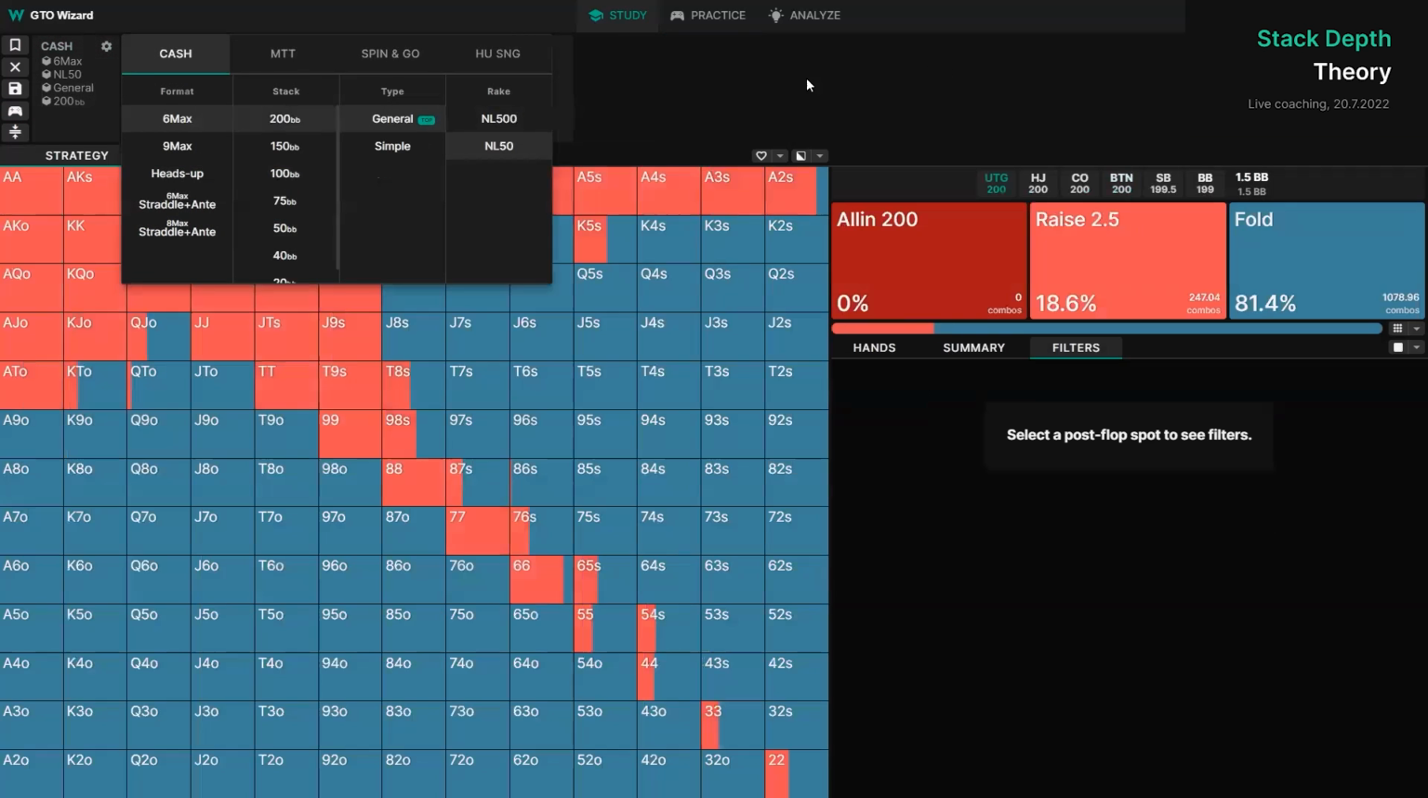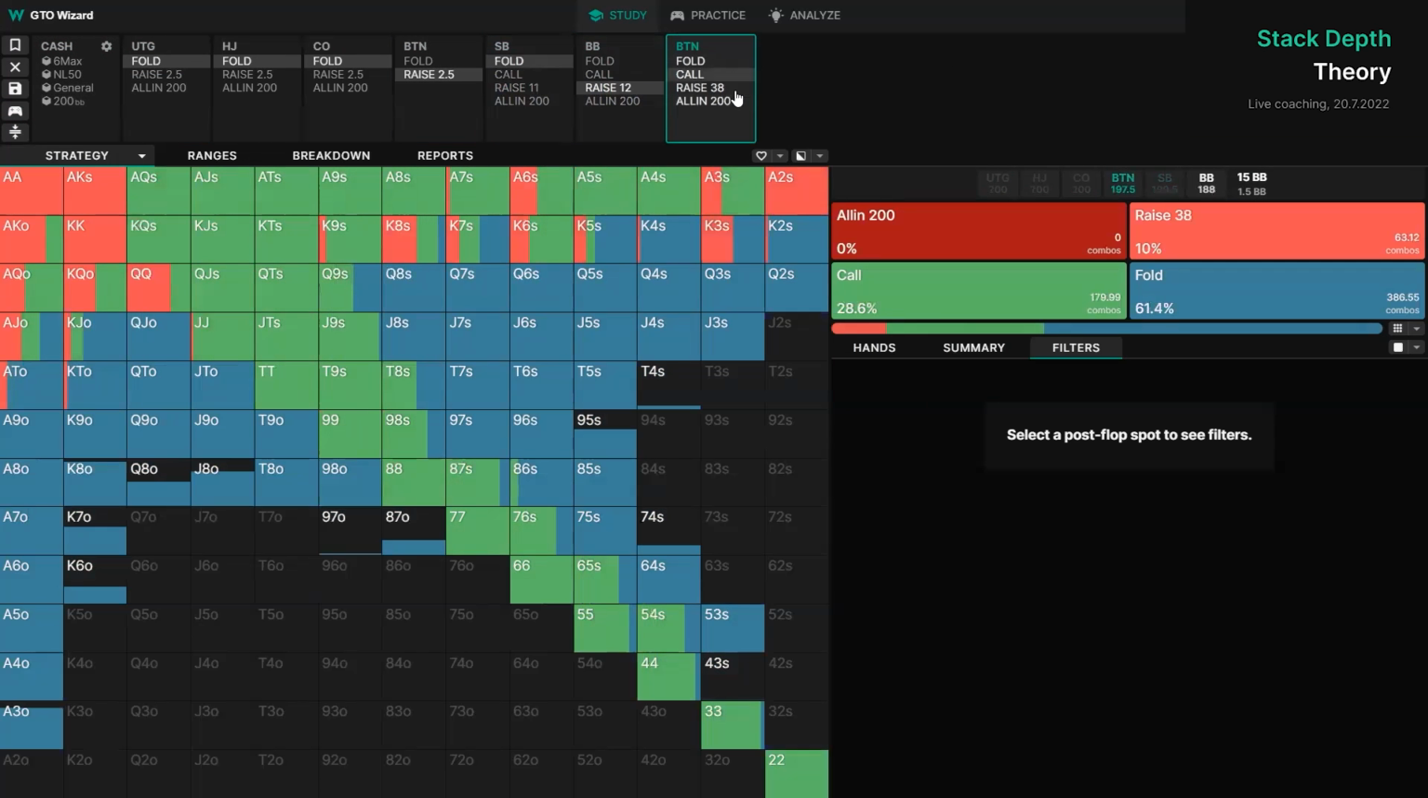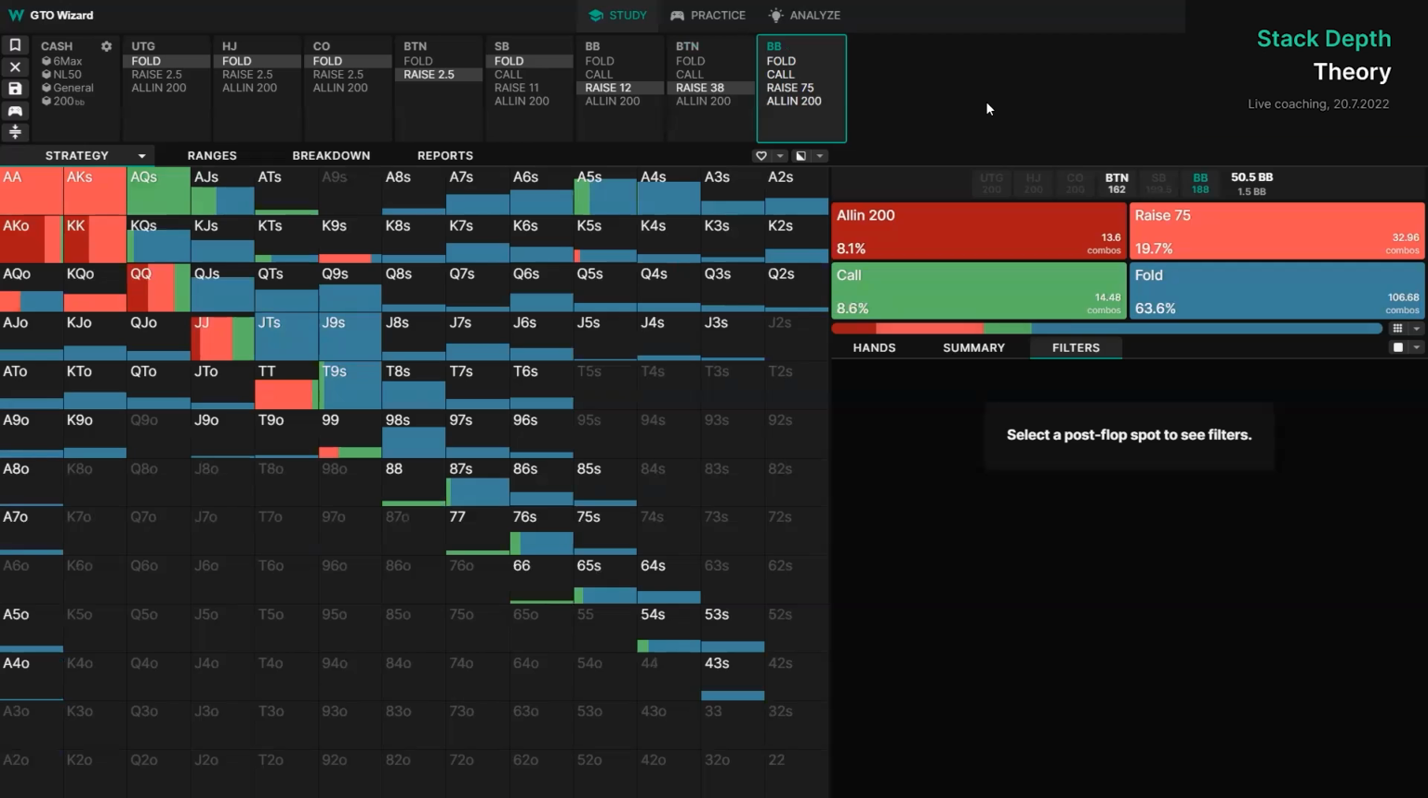Whereas at 200 big blinds, you have a lot more room to play a more polarizing, more natural, for example, pot-sized raise, without overcommitting relative to the stack depth.